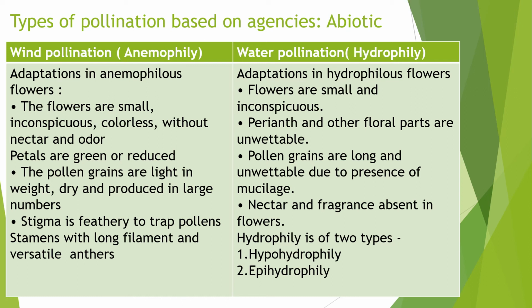Pollination by water is known as hydrophily, and the adaptations shown by hydrophilous flowers are: flowers are small, non-attractive. Perianth and other floral parts are unwettable because these are plants which are found in water. Pollen grains are long and unwettable due to presence of mucilage. Nectar and fragrance are also absent in these flowers. Hydrophily is of two types: hypohydrophily and epihydrophily.